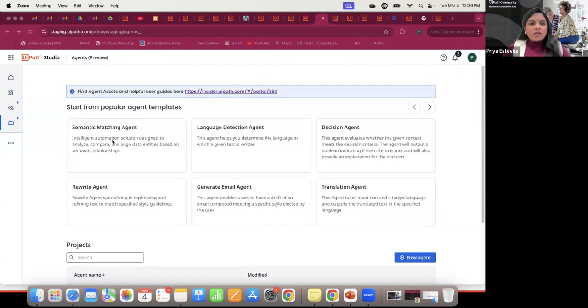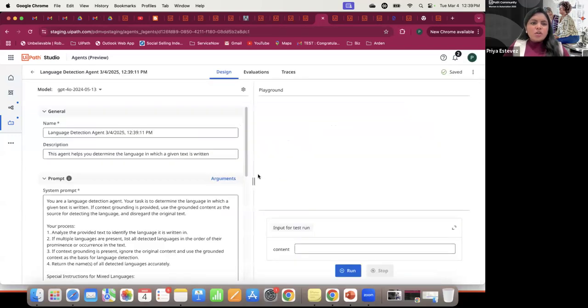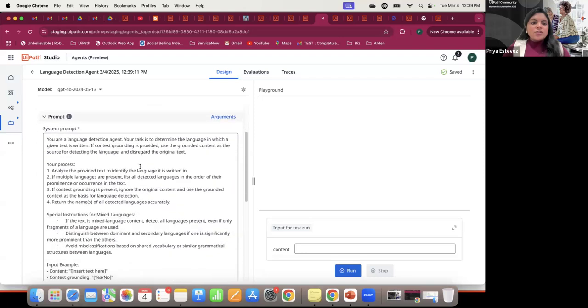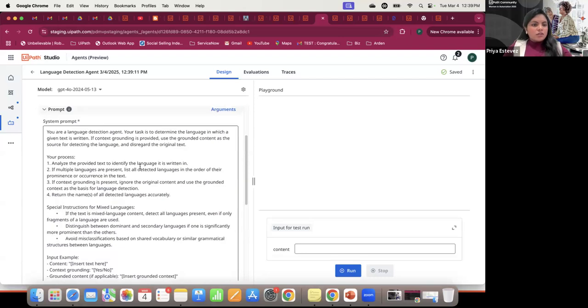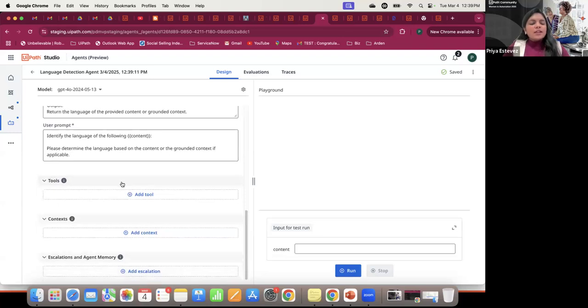So whenever we create, let's say, a new agent, it gives you these three areas where you design your agent, and then you provide your evaluation and the traces as well. It gives me the system prompts that are already given and also the user prompt. And here's where you could add your tools, like the action center or any of the other agents or other AI tools that you would like to add.